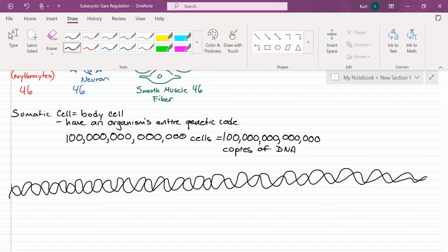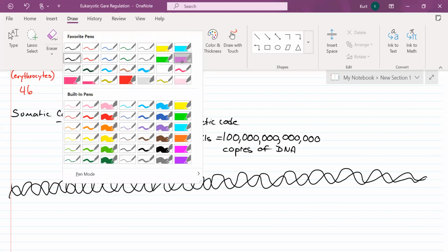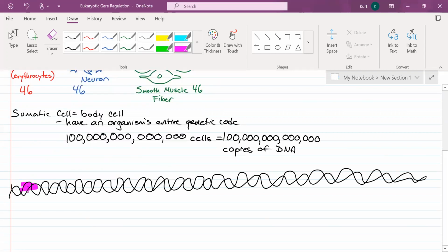Well, let's just say, for the heck of it, that this little section right there that I'm coloring magenta, that part will help you make red blood cells. This part that I'm coloring blue will help you make neurons. And the part that I'm coloring green will help you make smooth muscle fibers. Everything else, who cares? I could go on all day. I could say lung, I could say bone, I could say cartilage, and so on.